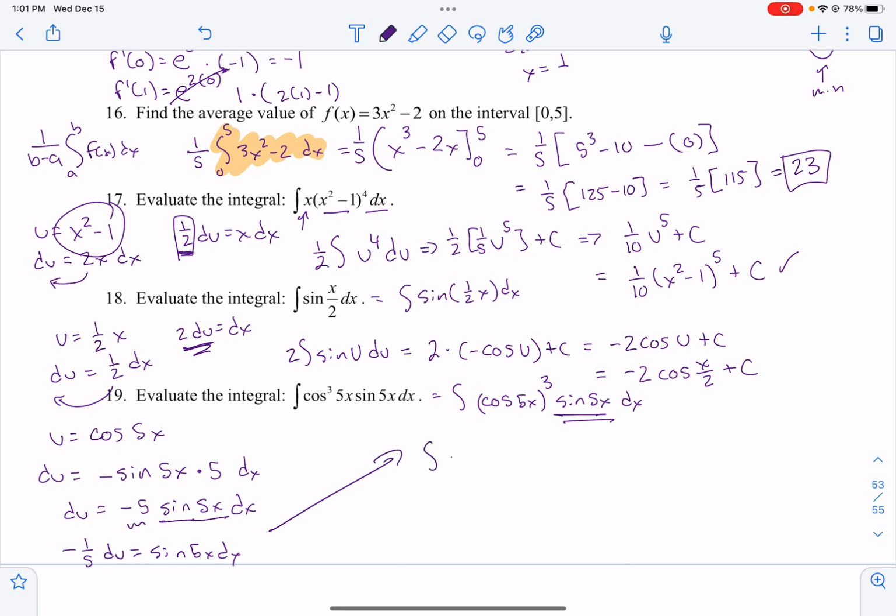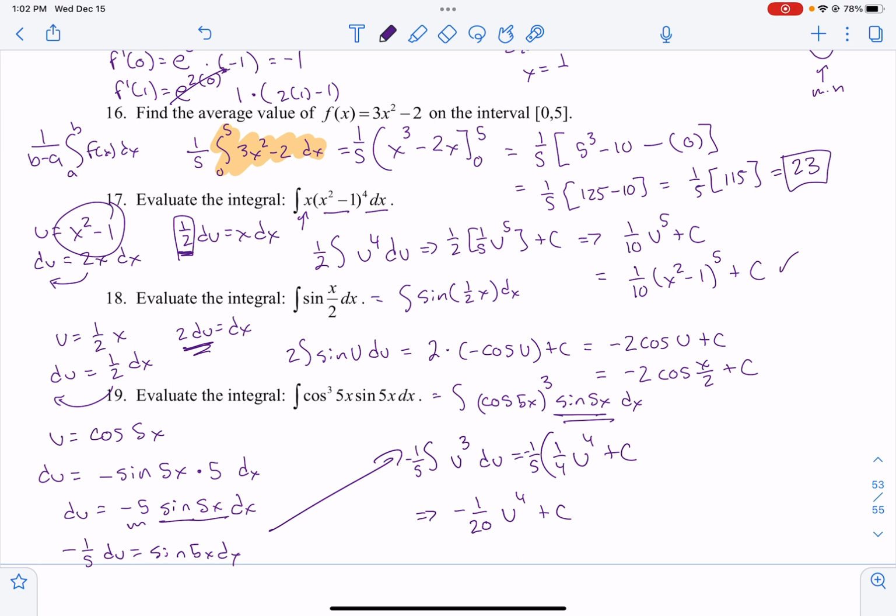The integral of u cubed du, but I have that negative 1/5 that had to come with the du, so I'm just going to put that out in front. So negative 1/5 integral of u cubed du. Well, that's nice because now I'm not even dealing with trig functions at all. The integral of this just becomes 1/4 u to the 4th plus c. And I've got that negative 1/5 out in front, don't I? So don't forget about that negative 1/5. So I end up with negative 1/20 u to the 4th plus c.